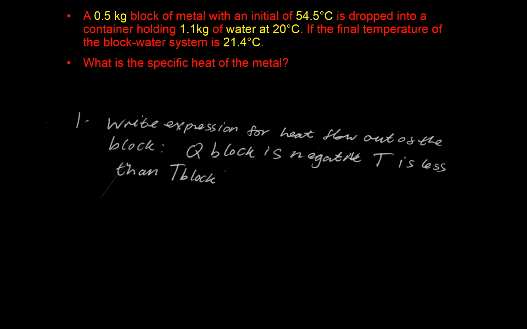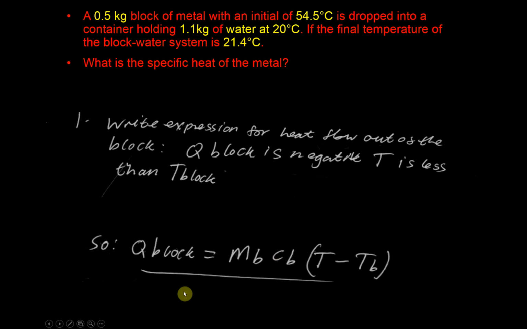So we want to write out an expression for the heat flow out of the block. The Q of the block is negative because the final temperature is less than the initial temperature of the block. So Q block equals M, the mass of the block, times the specific heat of the block, times the temperature of the system minus the temperature of the block.